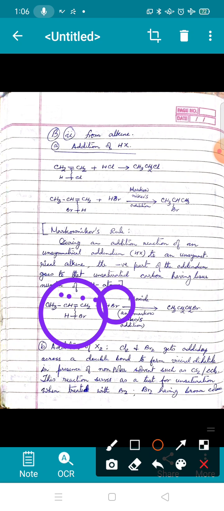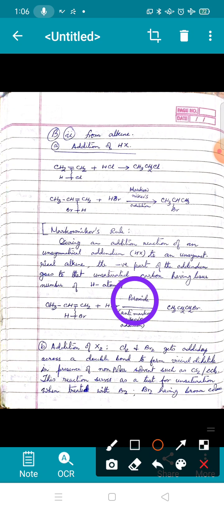So if I do anti-Markovnikov's addition, as you can see here, it's written in presence of peroxide. If I do anti-Markovnikov's addition, then Br will go to the carbon containing more hydrogen and H will go to the carbon containing less hydrogen. And if I do Markovnikov's addition as we have done here, Br will go here and H will go here. So that's how we get two different products depending on what reagent is added.